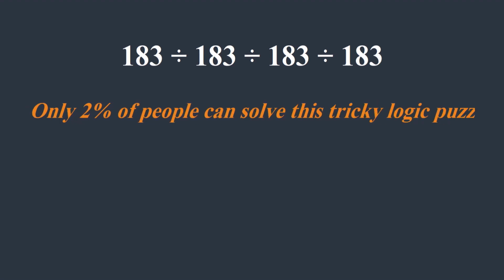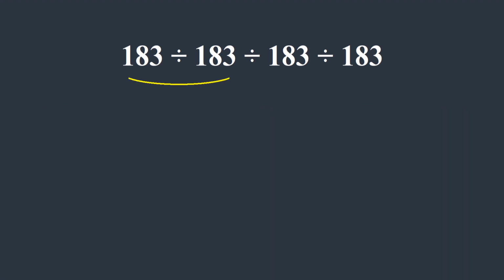In this problem, 183 divided by 183 equals 1, and 183 divided by 183 equals 1. Now we have 1 divided by 1, which equals 1. But this answer is not correct, because according to the order of operations, we must do this division, then this division, and at last this division.